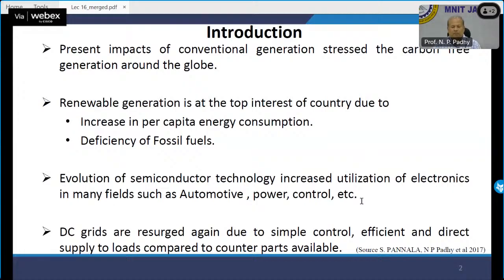So present impacts of conventional generation stress the carbon-free generation around the globe. Renewable generation is of top interest to the country due to the increase in per capita energy consumption and deficiency of fossil fuel. So as I told you, it's not only about deficiency, we do not want to get into any more thermal power plants.